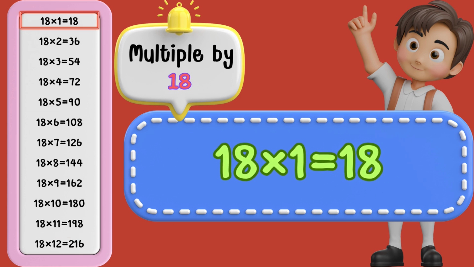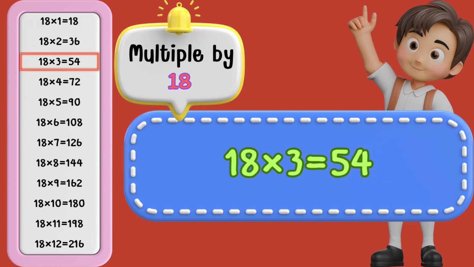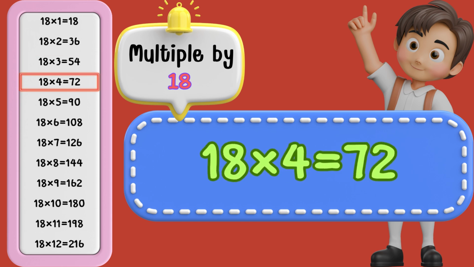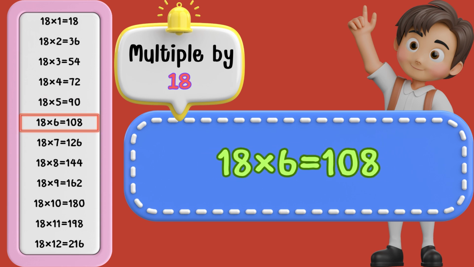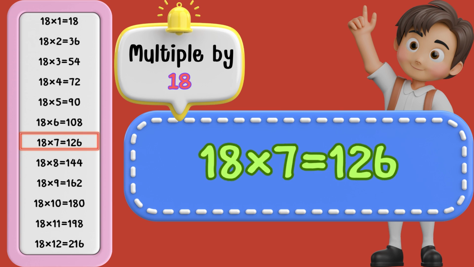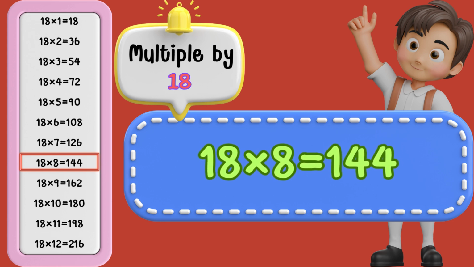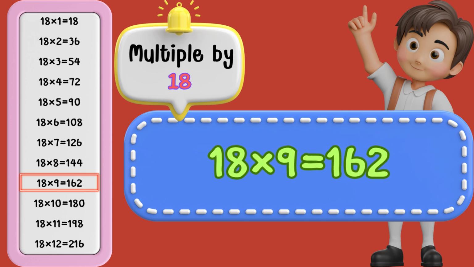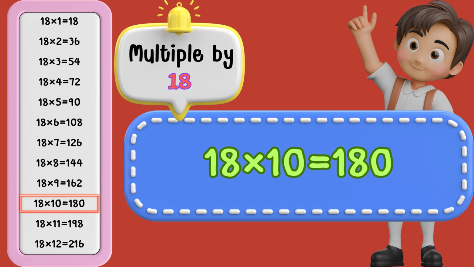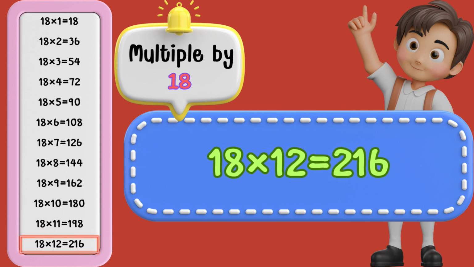18 times 1 is 18. 18 times 2 is 36. 18 times 3 is 54. 18 times 4 is 72. 18 times 5 is 90. 18 times 6 is 108. 18 times 7 is 126. 18 times 8 is 144. 18 times 9 is 162. 18 times 10 is 180. 18 times 11 is 198. 18 times 12 is 216.